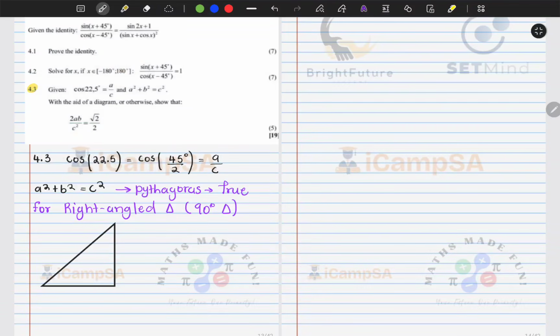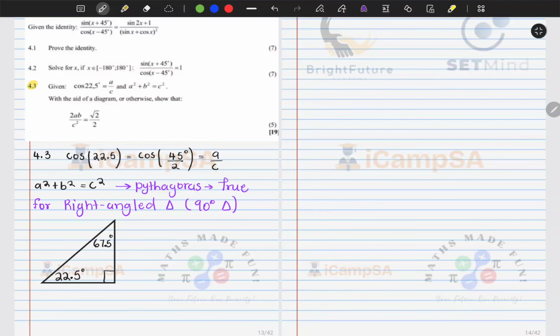So what is going to happen is the following. We are going to have our angle 22.5 degrees. We're going to have our 90 degrees. Then the other angle is just going to be 90 minus 22.5, which is going to be 67.5. Okay. And if we look at cos, it is the adjacent over the hypotenuse, which is C, which means our opposite is just B in accordance to this equation.